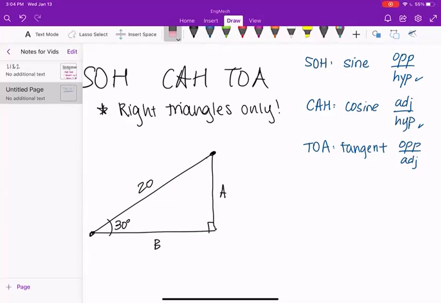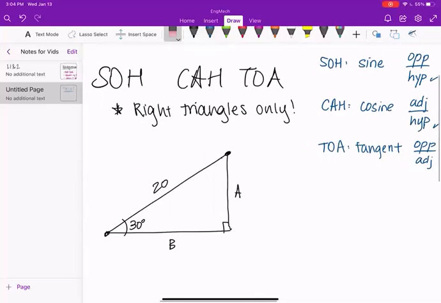So in terms of using SOHCAHTOA in this situation, to describe side A, I know it is some scaled version of the 20. So I'm going to be scaling the 20 by some value, and that value is going to be less than 1, because the hypotenuse is the longest length in the triangle, right? So this number should work out to less than 1.